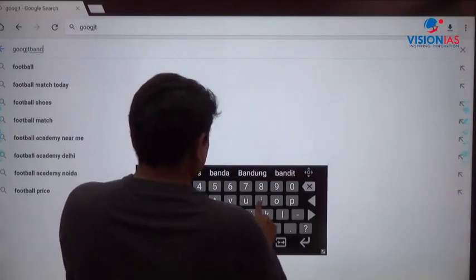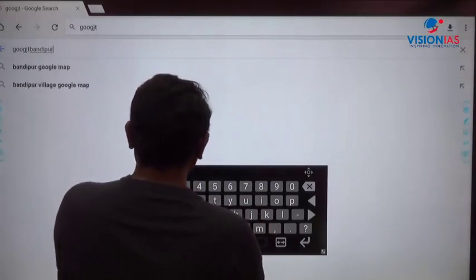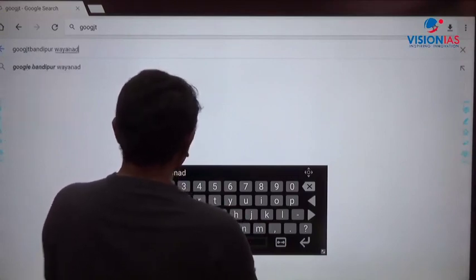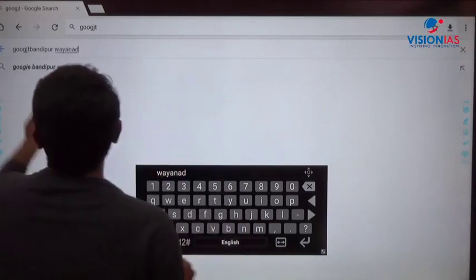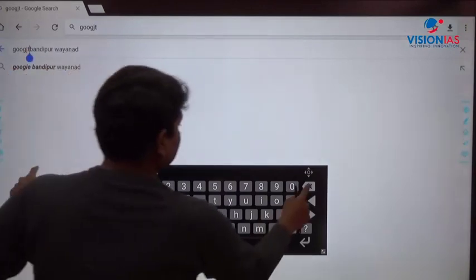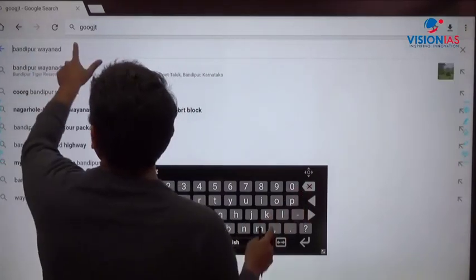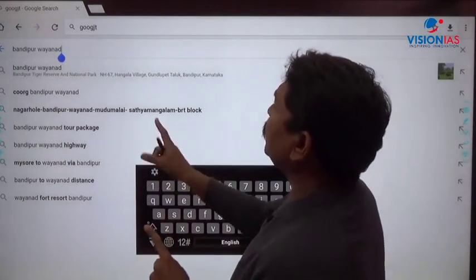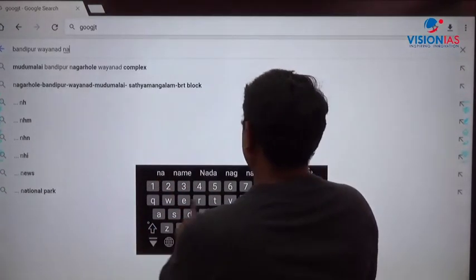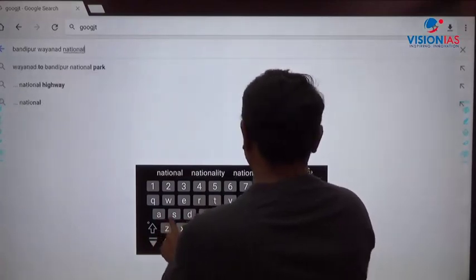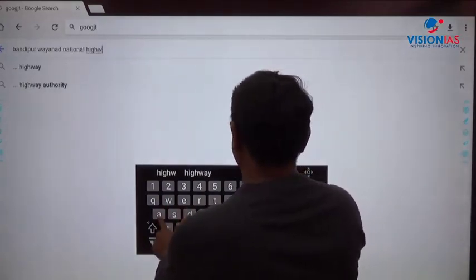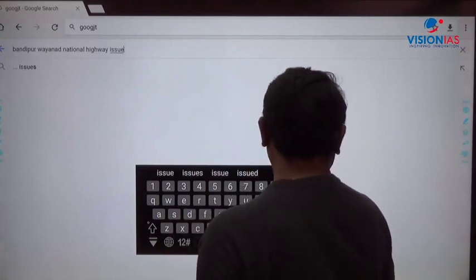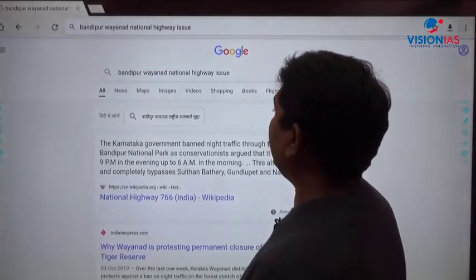Bandipur. You need to check all these things like this. Bandipur, Wayanad. Now you got the information. First of all, you don't know what the issue is. Now what I am doing is searching Bandipur Wayanad national highway issue. Come on, let us check this one. This is the one.